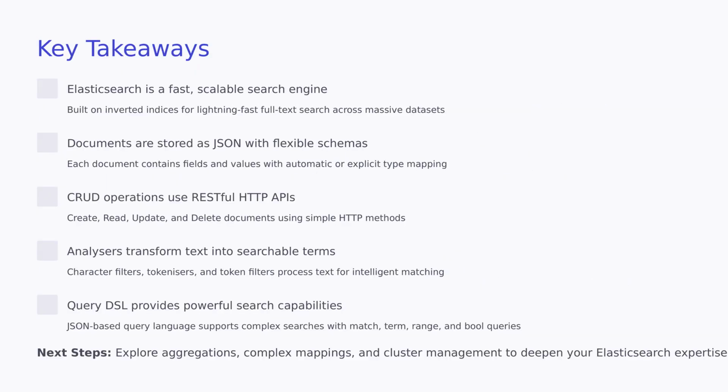What makes Elasticsearch stand out? It's a high-speed, scalable search engine leveraging inverted indices for rapid full-text searches across vast data pools. Documents, stored as flexible JSON with fields and values, offer automatic or explicit type mapping. CRUD operations become a breeze with RESTful HTTP APIs, enabling easy document manipulation. Analyzers work their magic by transforming text into searchable terms through character filters, tokenizers, and token filters. Dive deeper into powerful search capabilities with Query DSL, a JSON-based language supporting complex searches. Ready for the next level? Explore aggregations, complex mappings, and cluster management to elevate your Elasticsearch expertise.